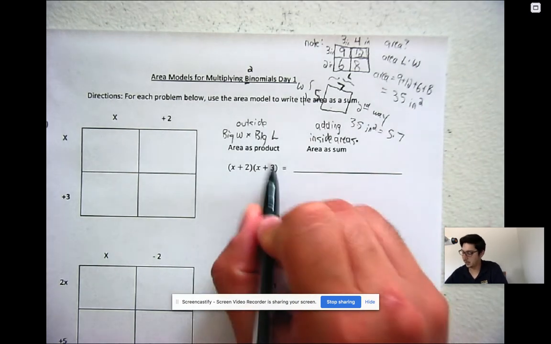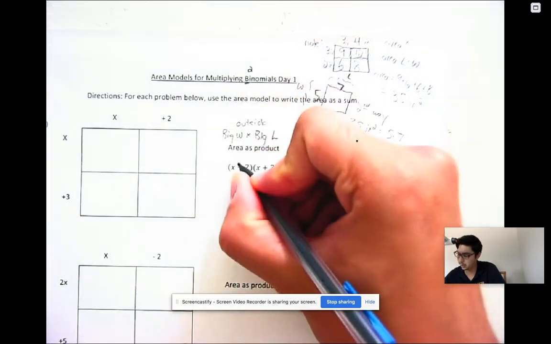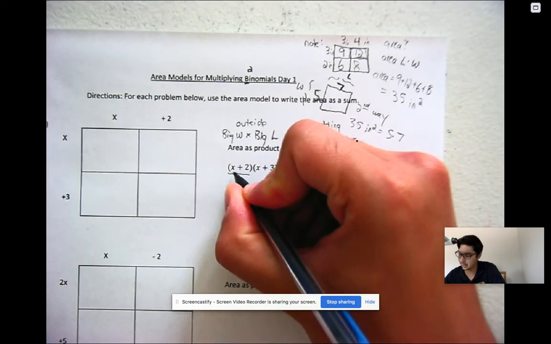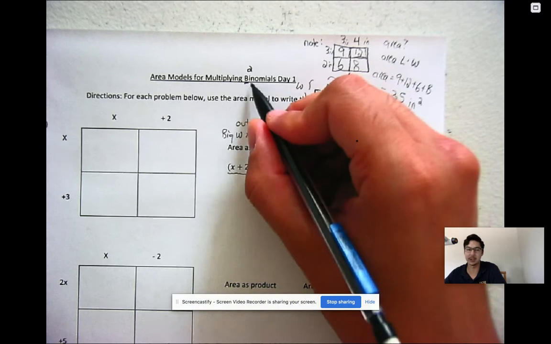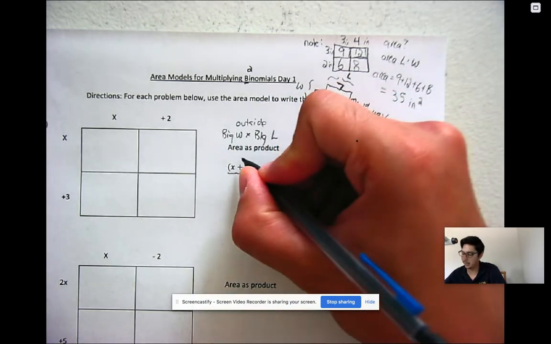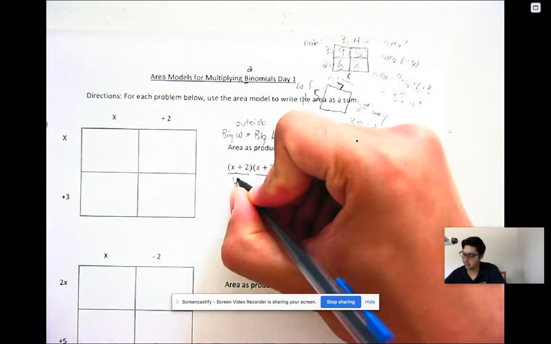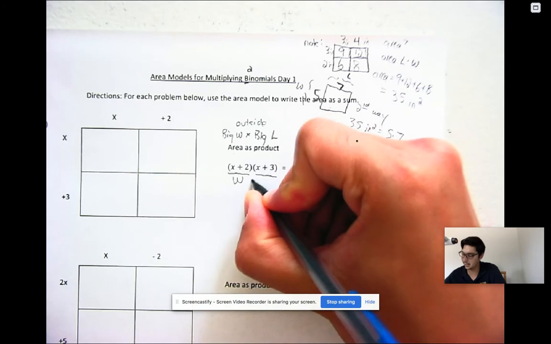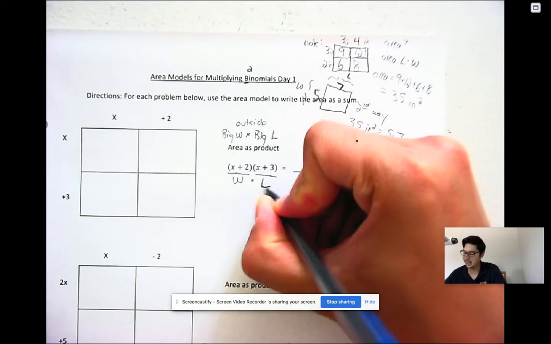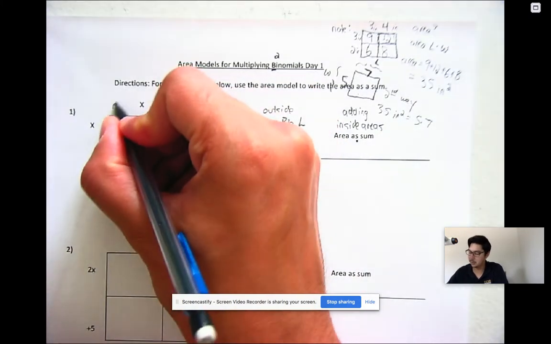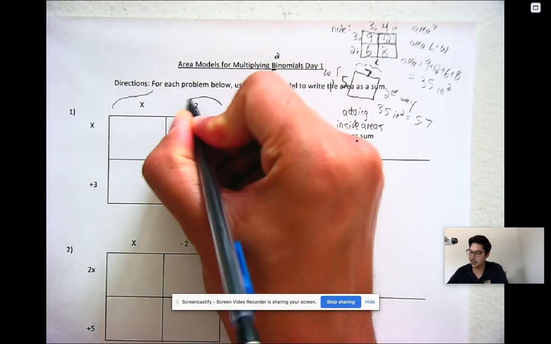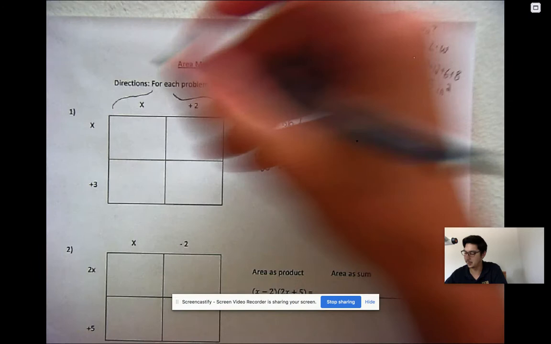So in this problem here, this is called a binomial because there's 2 things being multiplied. The first, x plus 2, times the second, x plus 3. There's 2 things, that's why it's called a binomial. Now what we can do is we can see this first thing as a width, and we can see the second thing as a length. And that's what's labeled over here in this rectangle. X plus 2, well, I know they kind of interchanged it, but width, length on a rectangle doesn't really matter.